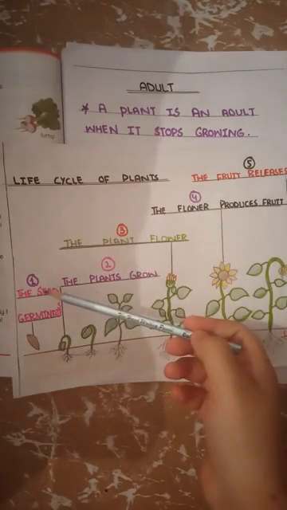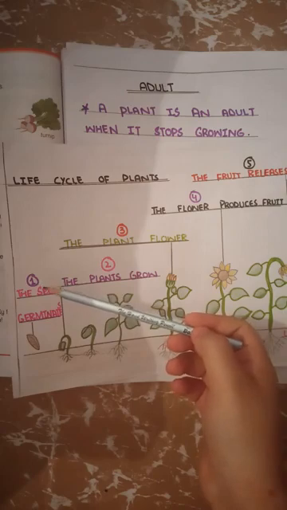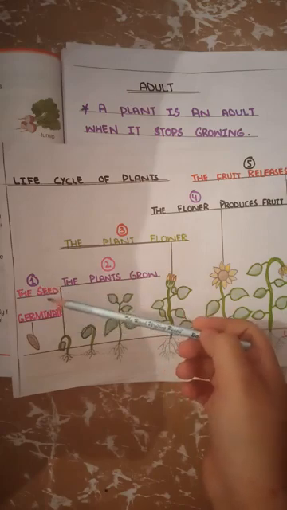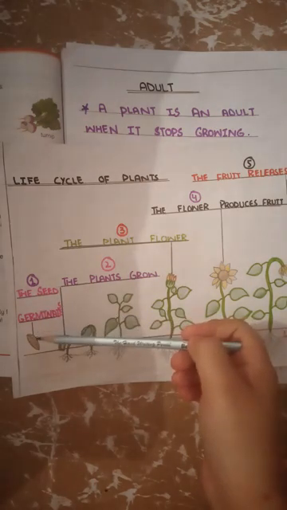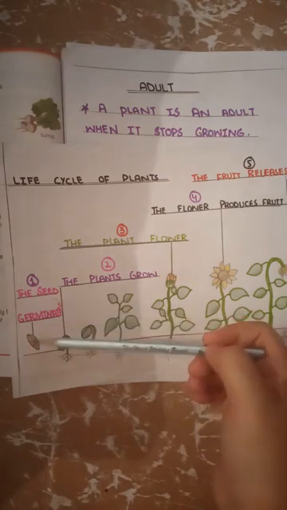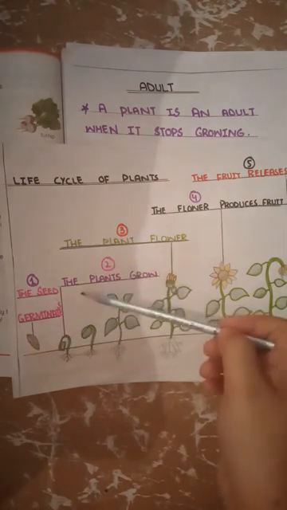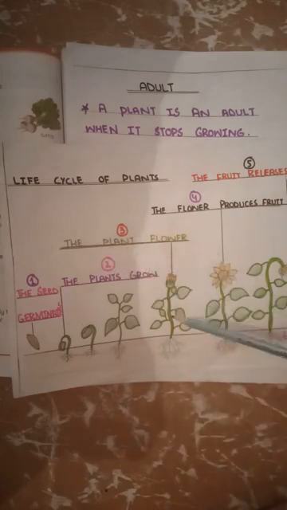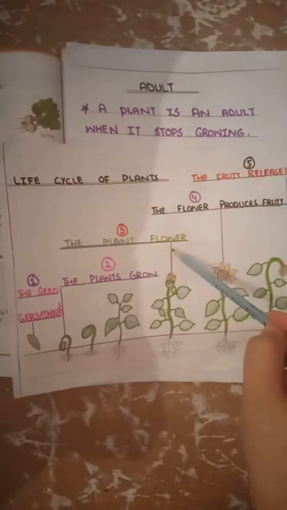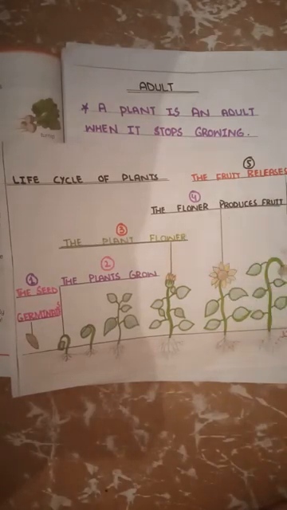Let's review the life cycle of a plant. The first step of the life cycle of a plant is the seed germinates. Most plants start life as a seed. When it germinates, an immature plant is produced from the seed. The second step is the plant grows. Third step, the plant produces flowers. When the plant becomes an adult, it can produce a flower. The fourth step is the flower produces fruit. The fruit releases seeds.